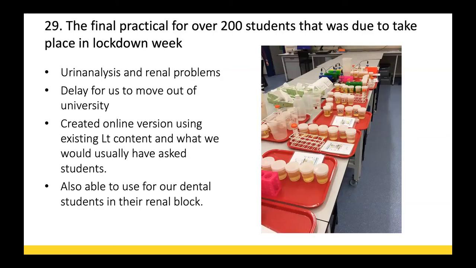So that was driven by necessity, but actually the product was so good and so effective, we're just going to use that from now on. So the students will still come in and do the practical, but rather than filling in things on the VLE, we've got a far more interactive assessment, which is in LT. And I've also been able to use that renal practical for some of our dental students because they were also due to have their renal block after lockdown began. So that's an example of how LT used very quickly can help us solve a lot of problems very quickly as well. So now what are we going to do with LT?